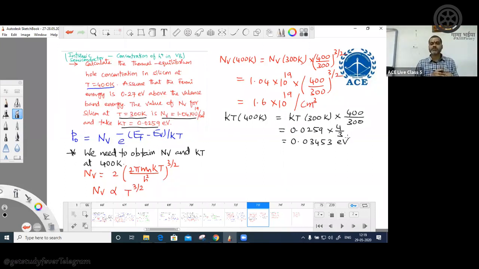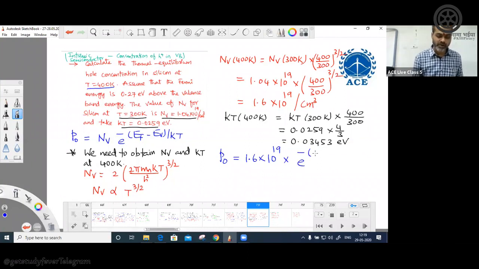Am I clear? Okay. Now we know NV at 400 Kelvin and KT at 400 Kelvin. We just put them into this equation. What is P naught now? P naught is equal to, NV is how much? 1.6 into 10 power 19, into e power minus of, what is EF?